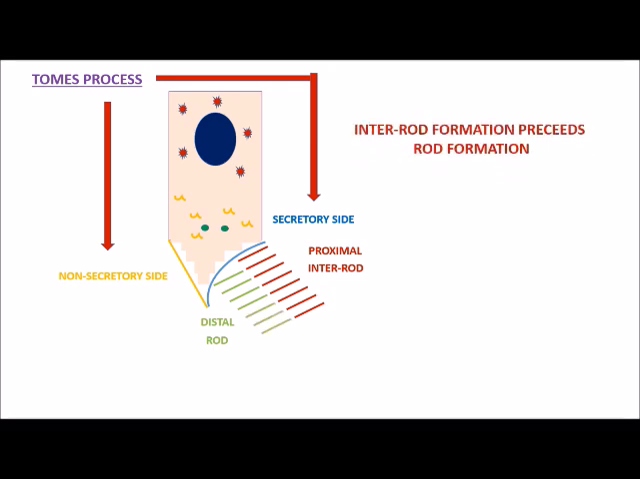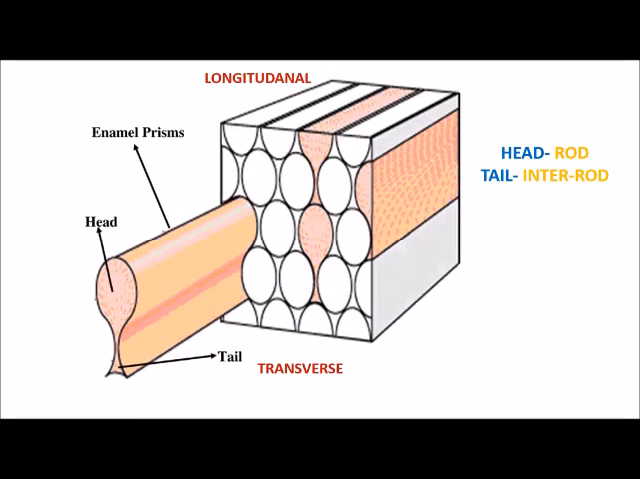Always interrod formation is ahead of the rod formation. Here you can see the section of enamel prism. In the transverse section, it has a keyhole appearance with head and tail. But in longitudinal section, they occur as rods and interrods. That means the head portion corresponds to rods and the tail portion corresponds to interrod.